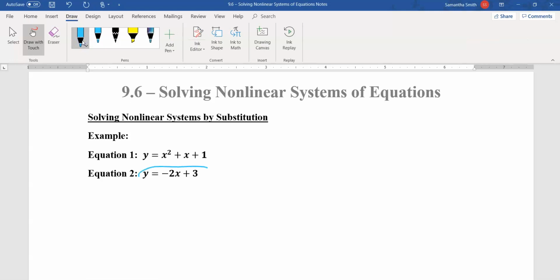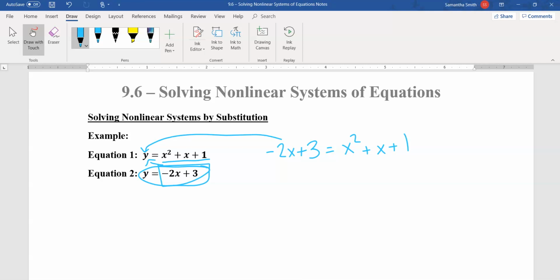I am going to use equation 2 and plug it in for equation 1's y. So I'm going to rewrite this. Equation 2 tells me y equals negative 2x plus 3, so I'm literally plugging that in for this y right here. Then I write the rest of it as is, equals x squared plus x plus 1.